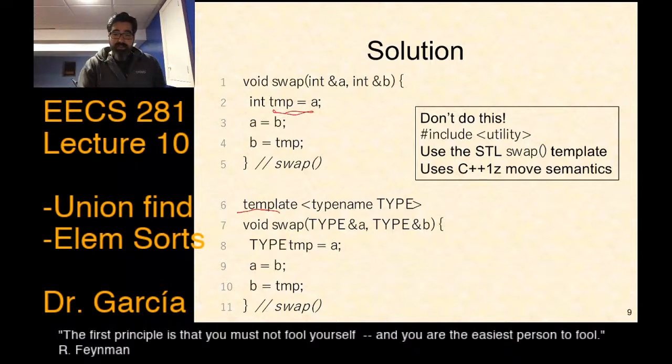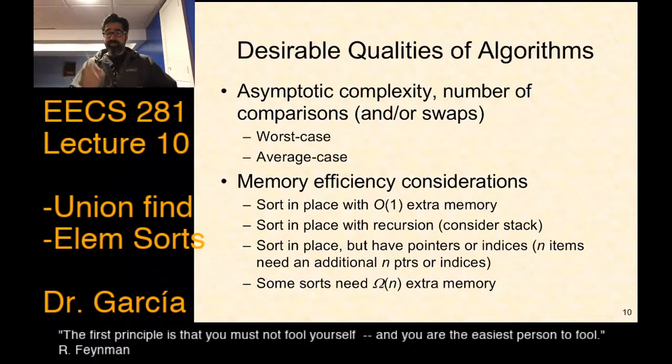ideally you would rather use the swap that is included in the STL, by doing #include <utility>. It already gives you a swap function, and that is way better to use because it relies on the move semantics that are available as of C++11. I forget which one it is. So just make note of that.